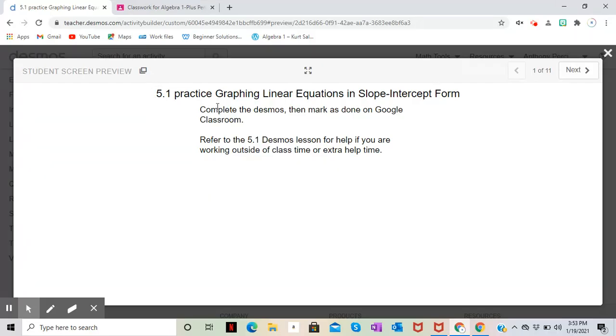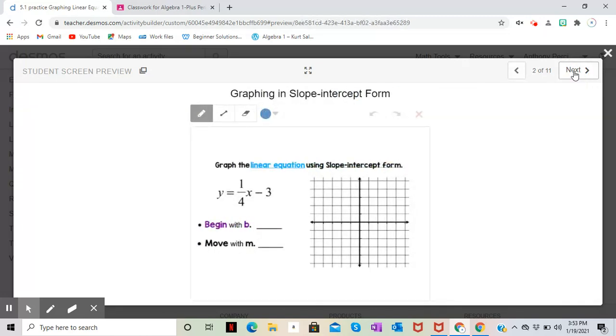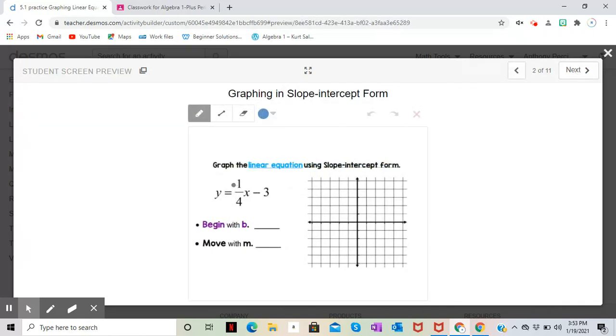If you're looking at the Desmos screen 1 here, the directions are simple. Just complete all the slides and mark it done on Google Classroom, okay? So I'm going to do two of them with you, and I'm going to show you how you can check your answer on the Desmos graphing calculator. So for slide number 2, this is what I'm going to do with you, okay?